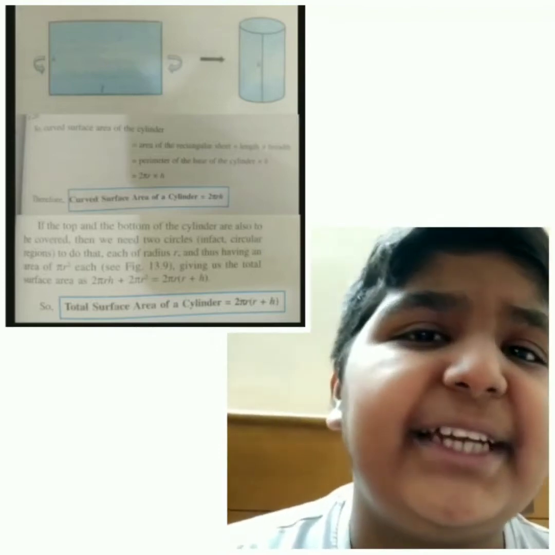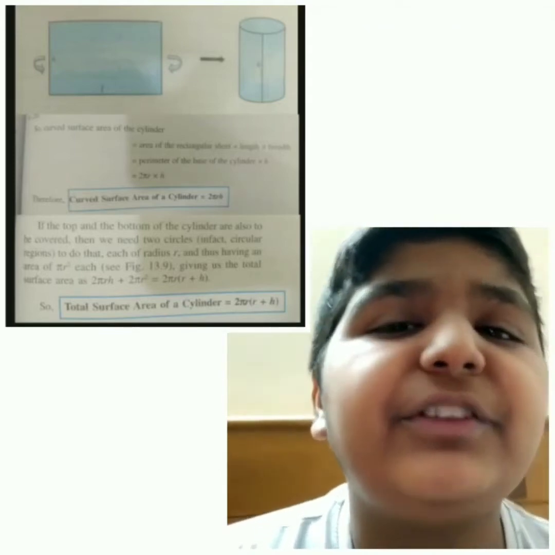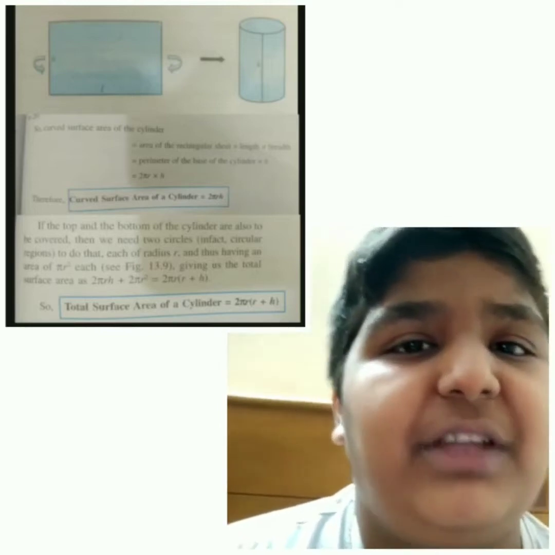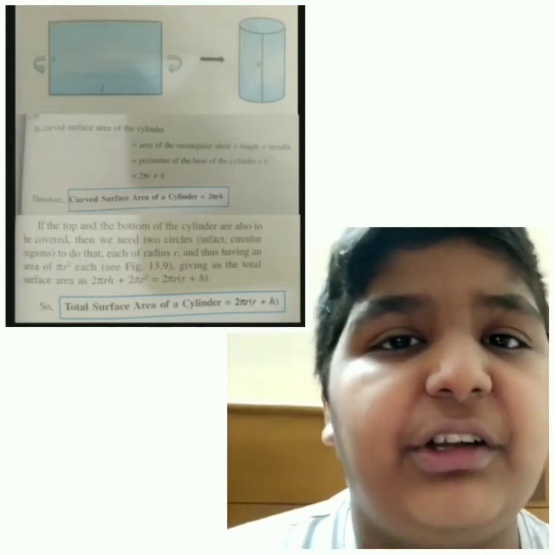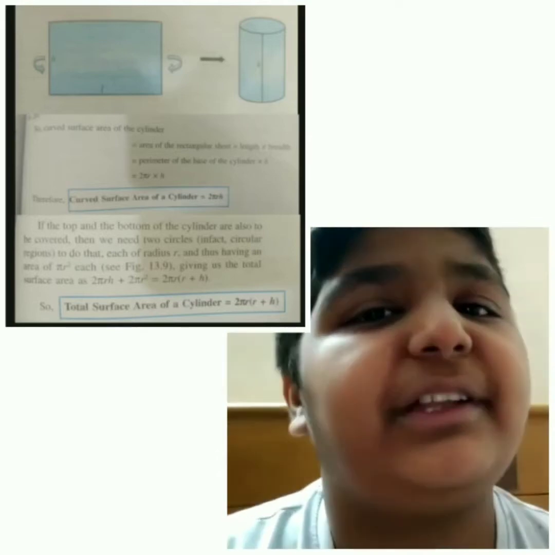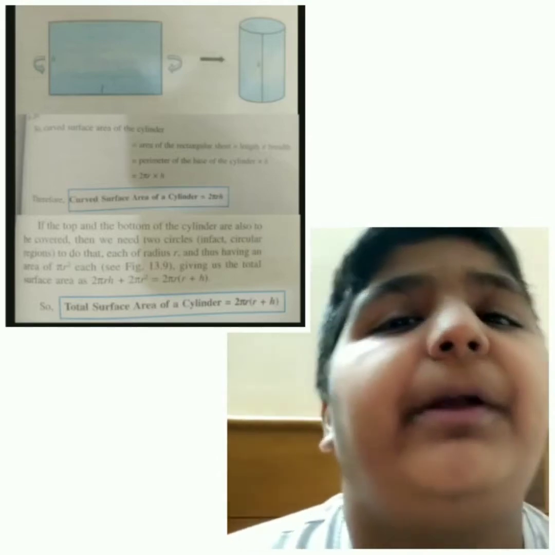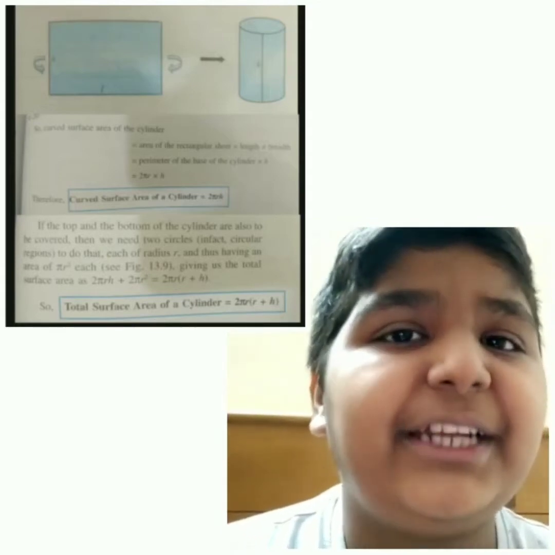Now coming upon the CSA, or the curved surface area of a cylinder, the curved surface area excludes the two circles and only includes the center portion, that is a rectangle. The rectangle was previously a circle, so the circumference of a circle is 2 pi r. And then when we multiply it by the height of the cylinder, we get the curved surface area, that is 2 pi r h.